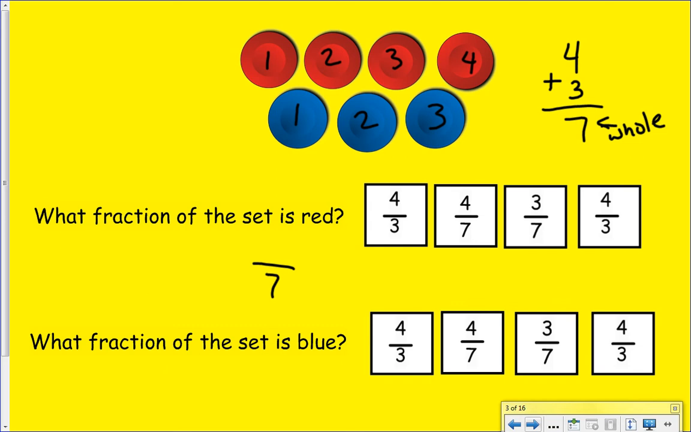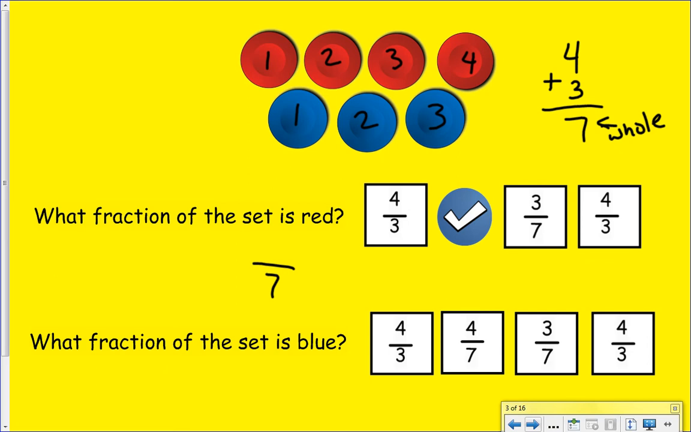So I can automatically cross out the ones with the denominator as 3. So that leaves me with 4 over 7 or 3 over 7 here. And remember, it's asking me how many of the reds. Now I know I have 4 reds. My whole number is 7. So my answer is going to be 4 over 7.